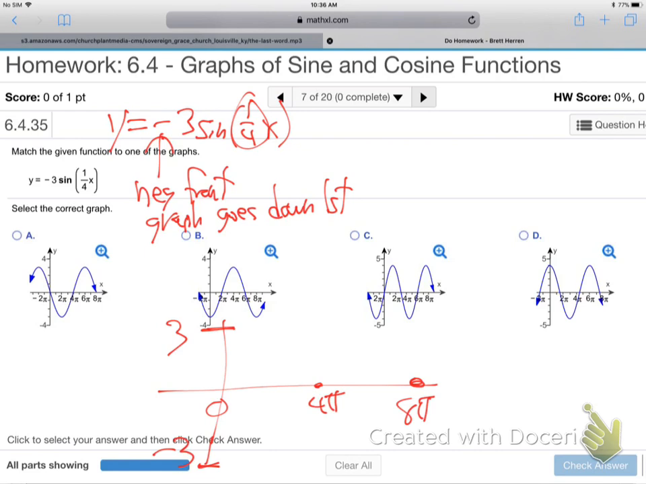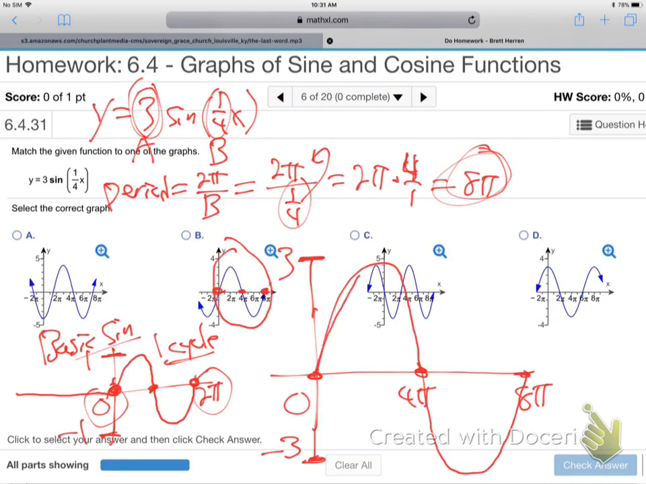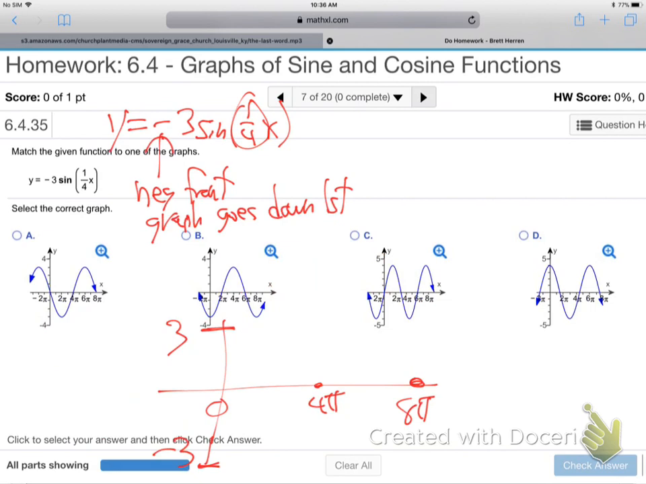But instead of going up first, see how the last one went up first? Up to its maximum first. This one's going to start at 0, but go down first, and then back, and then up, and like that. It's going to do that. This one goes down first. So which answer is that? Isn't it A? Starts at 0, hits 4 pi, back to 8 pi, goes down first.